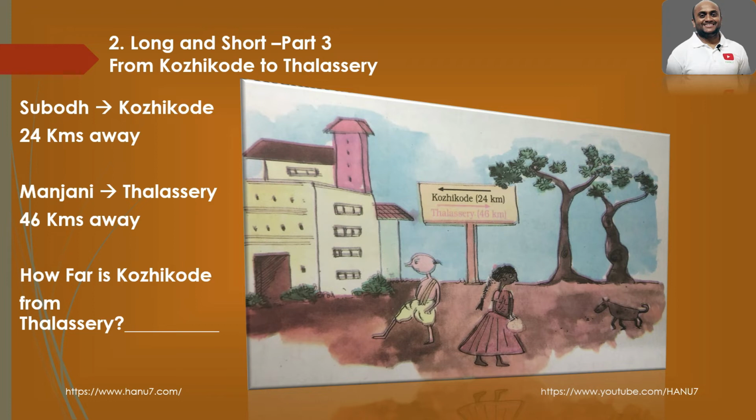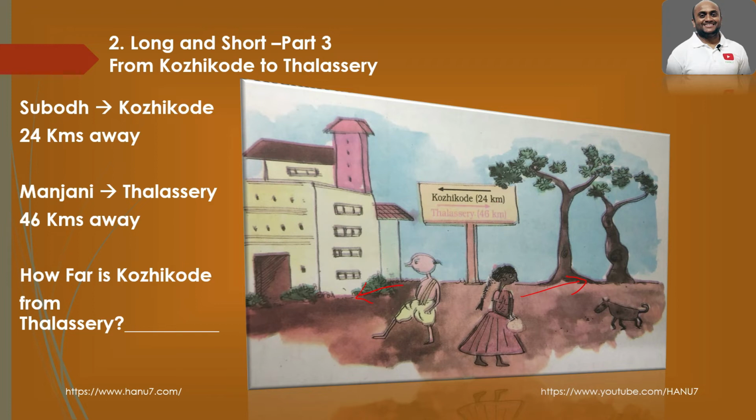Okay, one person is traveling in this direction. From the picture it is very clear. Let me draw that here, this person is moving in this direction and this person is moving in this direction. Okay, so he is Subodh, as we can clearly see, is traveling towards Kozhikode. And it is mentioned clearly on the direction board also. Kozhikode is 24 kilometers this side and Thalassery is 46 kilometers that side.